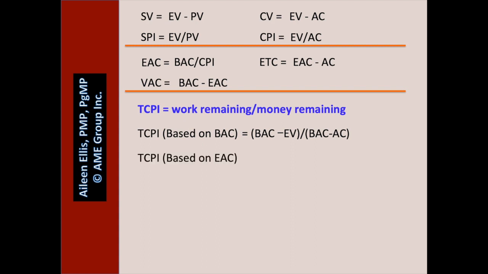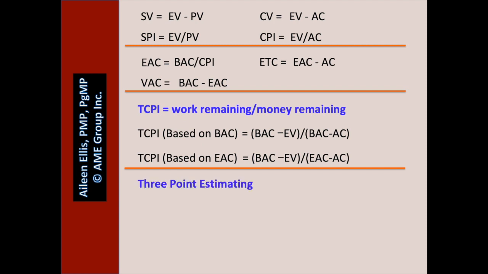A different way they could ask the question: what is the TCPI assuming you're getting your full EAC? Again, it's work remaining, BAC minus EV, but since we're getting our full EAC, money remaining changes to EAC minus AC. I would think of these two as a grouping.